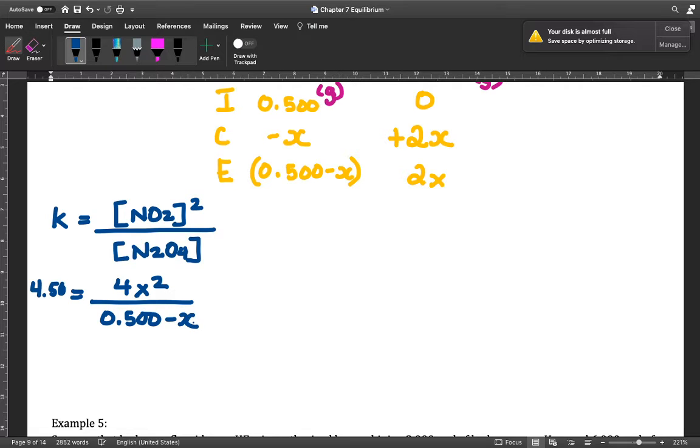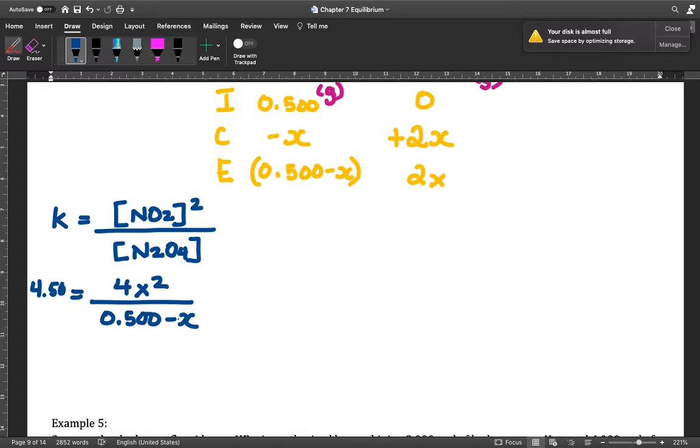Now here's where, based off of the last 2 examples, we should do the test. Take our initial concentration of 0.5 and divide it by our k value, which is 4.50. You'll notice that in this case, it is not greater than 500, which means that we cannot make that assumption that we did before, which means that this x value has to stay. We have to use this and solve for the value of x with this there.